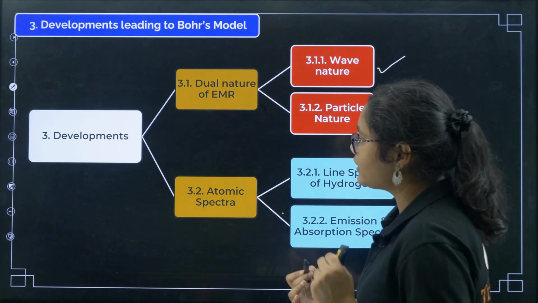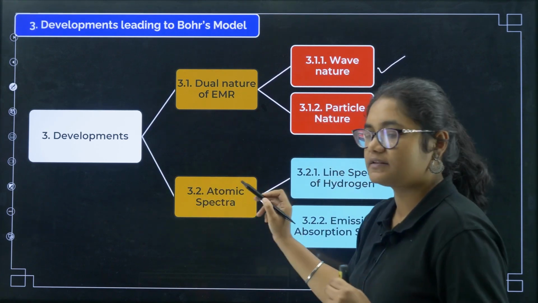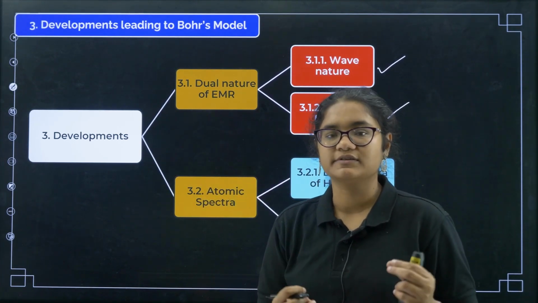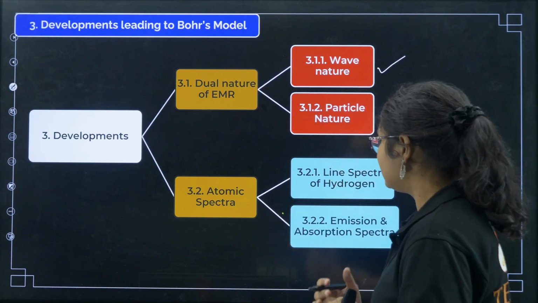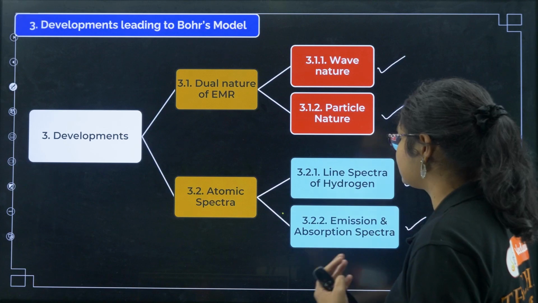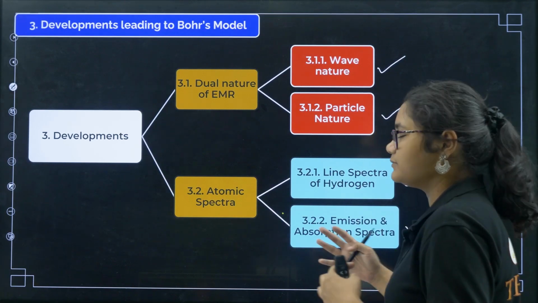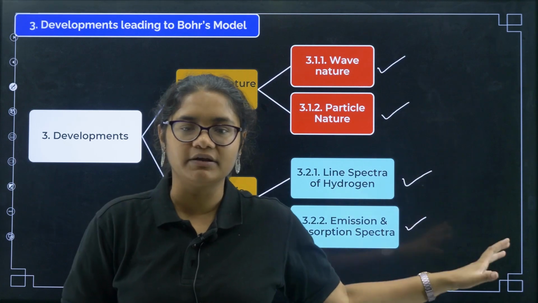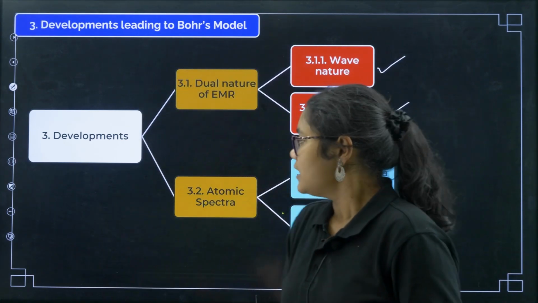The next important development that took place was the atomic spectra of hydrogen. So we were able to understand the atomic spectra of hydrogen, and in that we will be studying the line spectra of hydrogen, and we'll be understanding the emission and absorption spectra. We will not go much in detail about this, but yes, we'll have a brief discussion about this.